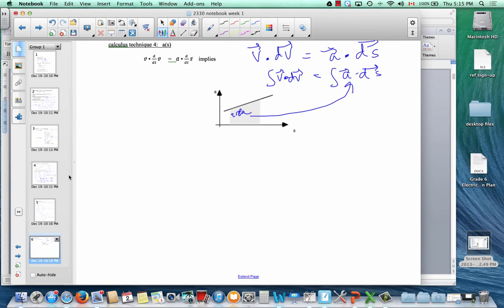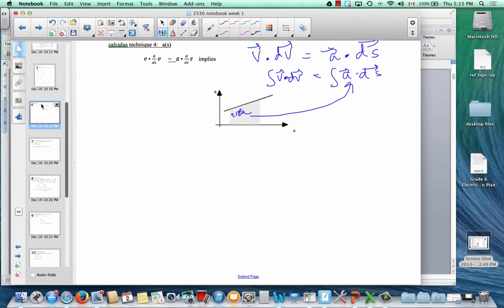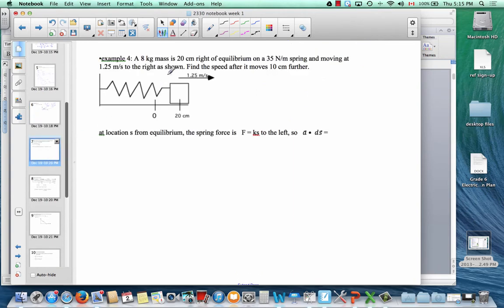All right, let's look at a problem. Typical problem is springs. So what do we got here? So we've got a mass right of equilibrium on a spring. It's moving 1.25 meters per second as shown. Find the speed after it moves 10 centimeters further. Well, all right.